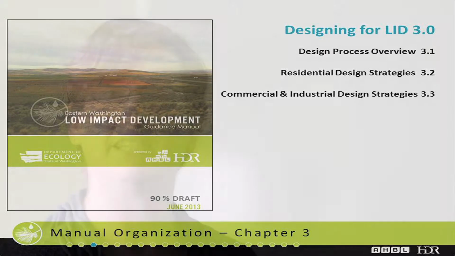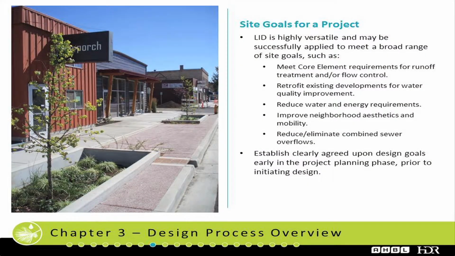The design process really starts, as does the planning process, with reviewing your goals for the project. So LID is very versatile and can meet a lot of different goals for a site. Some examples would be low impact development can help meet requirements for core elements 5 and 6. Low impact development can be used to retrofit existing sites to improve water quality and sometimes achieve other goals in a retrofit project. It can also be used to reduce water and energy demands, improve neighborhood aesthetics and mobility, and can be a big part of reducing or eliminating combined sewer overflows.